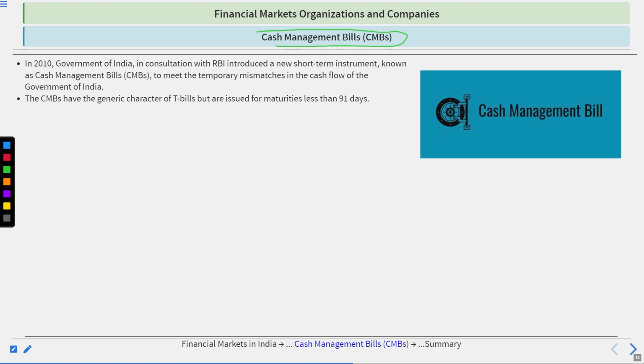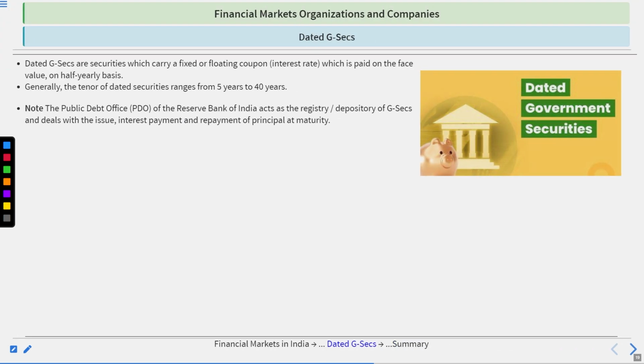The CMBs, or cash management bills. In 2010, the Government of India in consultation with the Reserve Bank of India introduced a short-term instrument known as cash management bills, or CMBs, to meet the temporary mismatches in the cash flow of the Government of India. The CMBs have a generic character of T-bills but are issued for maturities of less than 91 days only. It means these are short-term, not long-term. The dated G-Secs.